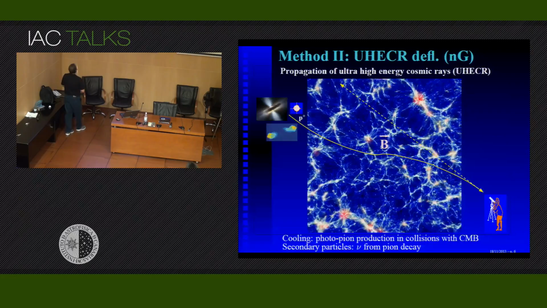Now, as I said, there's another method to investigate magnetic fields on even larger scales. It's trying to understand the deflection of ultra-high energy cosmic rays. Again, the biggest problem here is we don't know the source, but the advantage is that the deflection is at least proportional to the magnetic field. The disadvantage is that it will always measure the largest magnetic field along the line of sight and doesn't tell you something about the average.